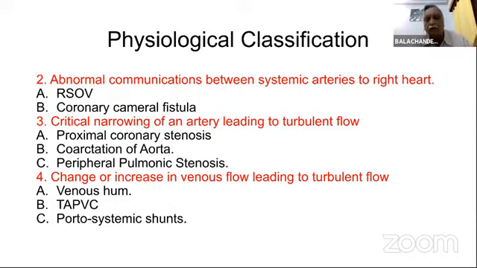Then you have abnormal communications between systemic arteries and the right side of the heart, which are RSOV and coronary cameral fistula. And then you have critical narrowing of an artery, which is due to turbulent flow, like proximal coronary stenosis, coarctation, and peripheral pulmonic stenosis. Or there is a change in the venous flow, which gives rise to a venous hum, or a TAPVC, or porto-systemic shunts. Next slide.